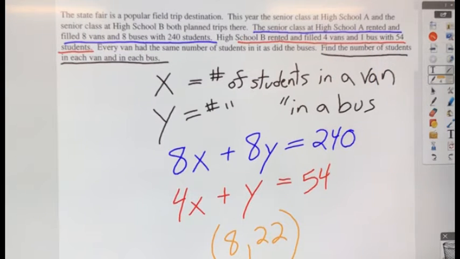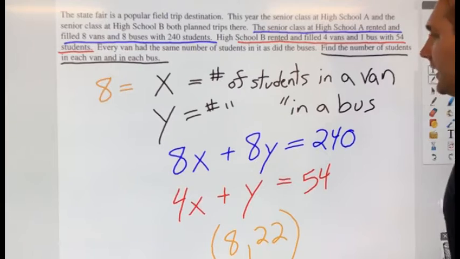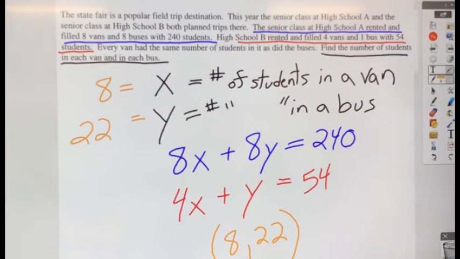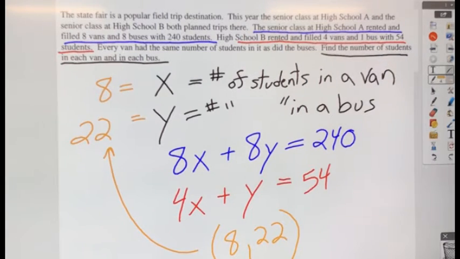8 students in each van and 22 students in each bus. Very good. There are 8 students in each van and 22 students in each bus. Because these are word problems, there is meaning behind the numbers.